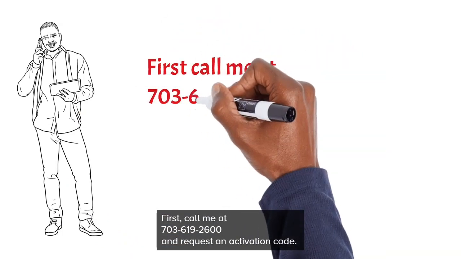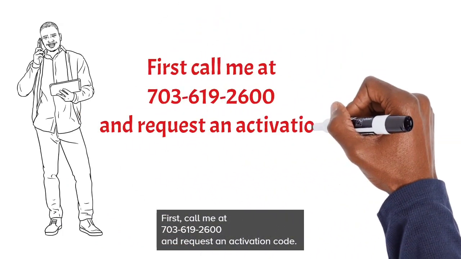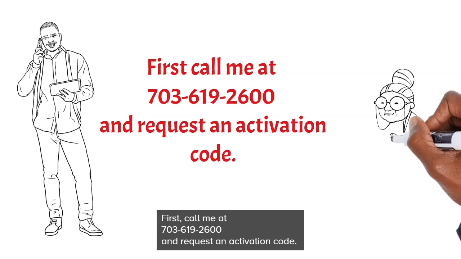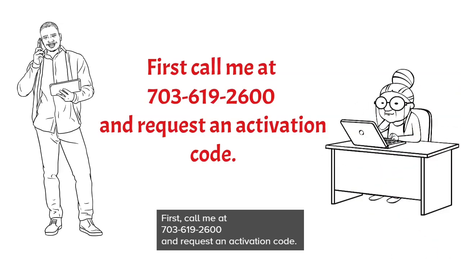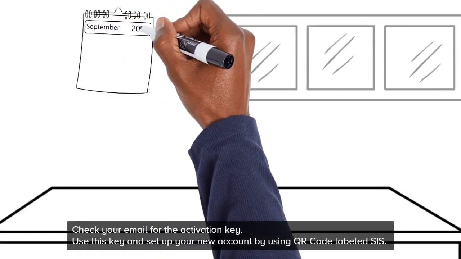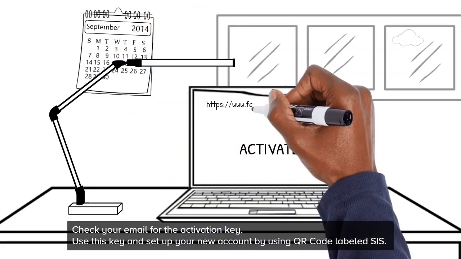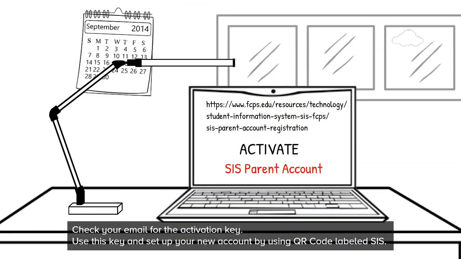First, call me at 703-619-2600 and request an activation code or activation key. Check your email for the activation key. Use this key and set up your new account by using the QR code labeled SIS.